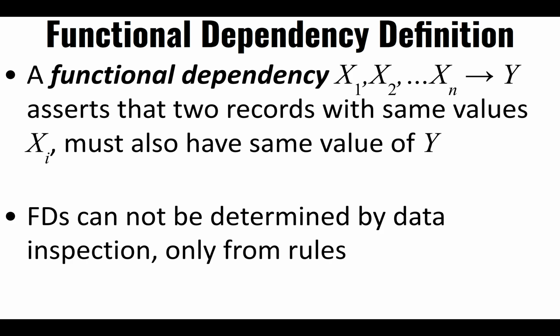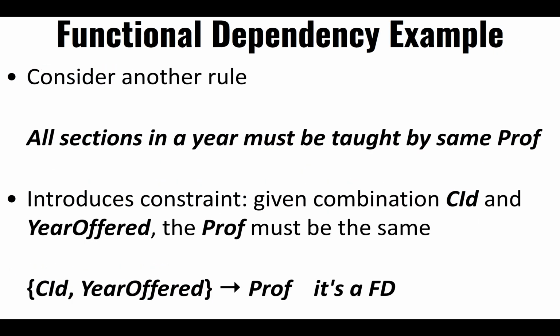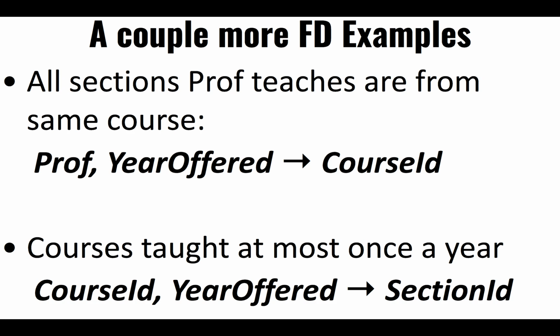They cannot be determined by data. Just by perusing this data, Einstein teaching physics, dance, and whatnot, I don't know if that is okay, not until I look at the business rule and the meaning of the data can I infer that that's wrong. So we cannot infer it from the data itself. It can only be inferred by the meaning and by the business rules that are given to us by the requirements.